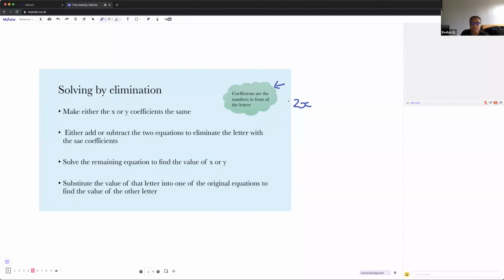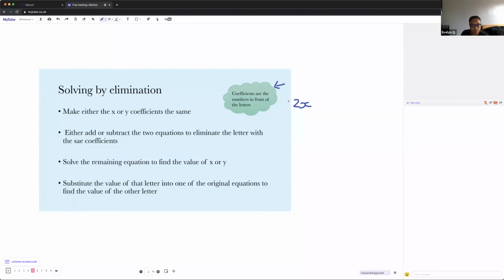Now, once you've made either your x the same or your y the same, then you either have to add or subtract the equations to make sure that you eliminate that letter. And then you solve the equation that you get, you solve for either x or y, and then you substitute that value back into one of the original equations to find the other letter.